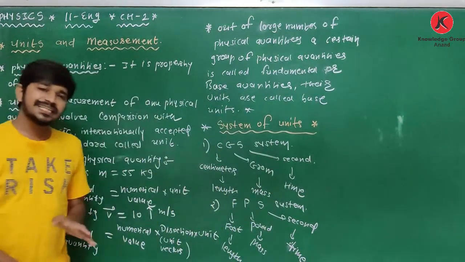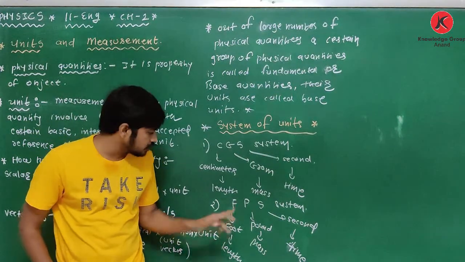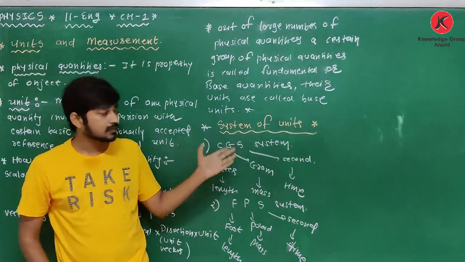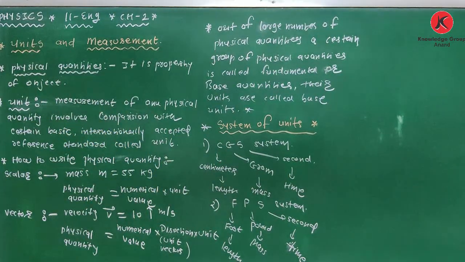So again, see, the number of fundamental quantities and the fundamental quantities, that is length, mass and time, are the same, but their units are different. So the first system of units is the CGS system. Second is the FPS system.